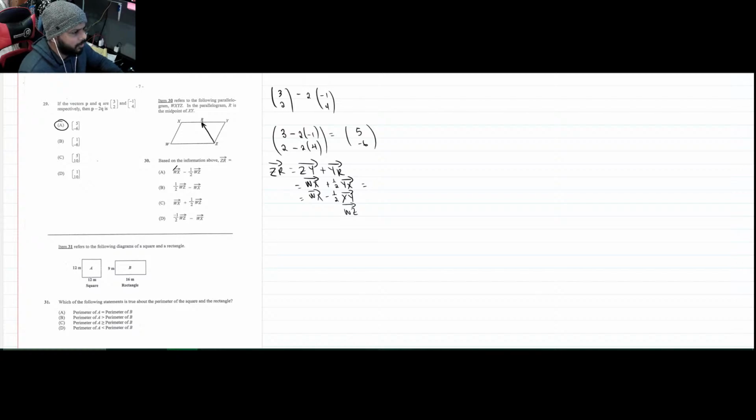I'm just checking the second one. So far, A looks like the correct answer. B, a half WC, no. WX plus 1 half WZ, no. And no. So A is the answer.